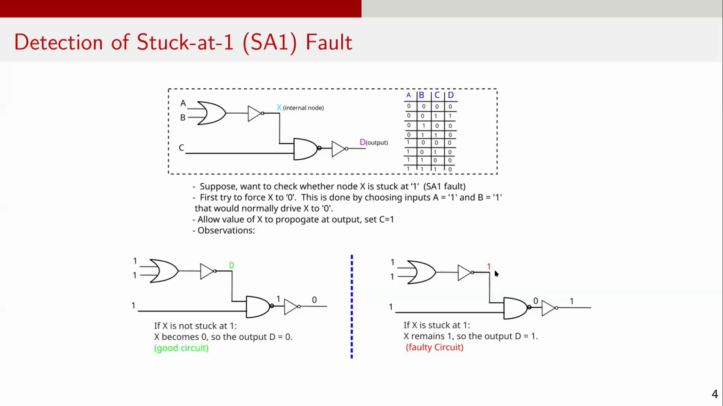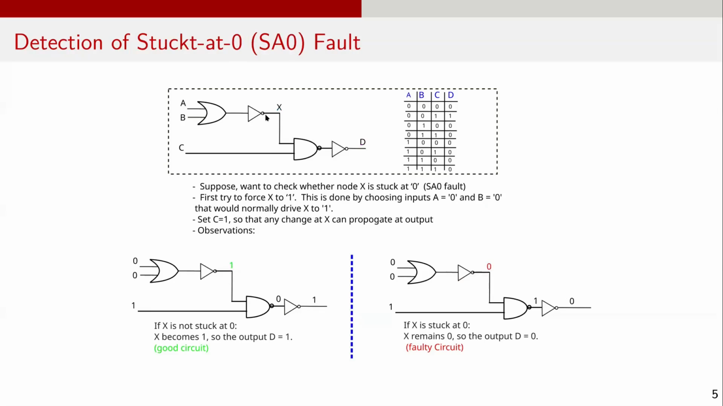However, if node X is stuck at 1, it will remain at 1 when we set A equals to 1 and B equals to 1, and thus the output D is 1. Since the output over here differs from the expected one, that is 0, the circuit is a faulty circuit. Thus, we see that this test allows us to detect whether node X is stuck at 1. Similarly, we can check whether node X is stuck at 0.